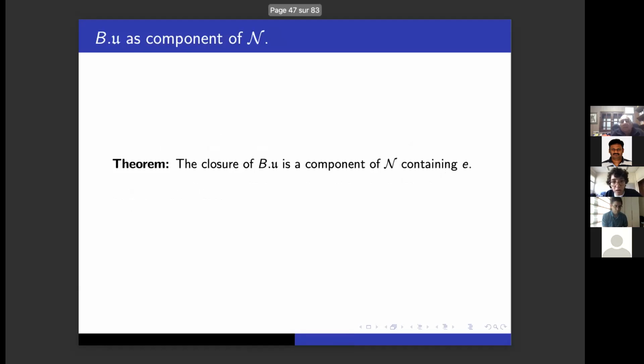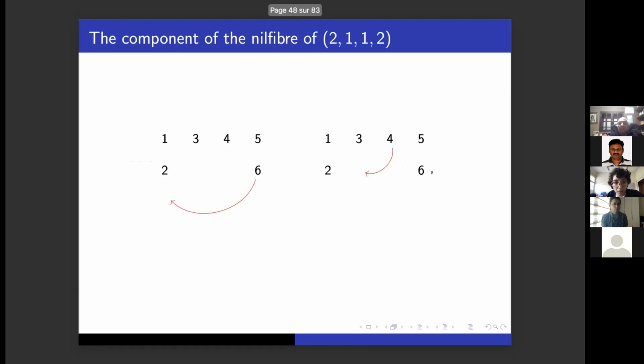Let me show you a result that I will not prove, but I will show in our example how things work: the closure of the B saturation of U, where B is the parabolic group, is a component of N, and it is contained in E, and E is the E that we defined for the Weierstrass section. Okay, so here is how I'm going to define W.